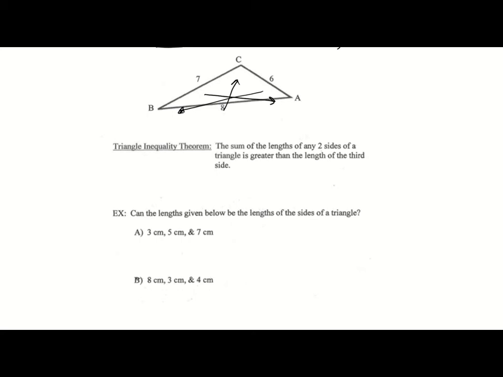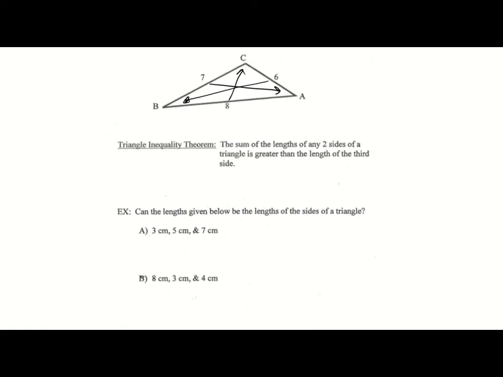So if we look at the first one, it has side lengths 3, 5, and 7. So the way we're going to check that those can be a triangle is to add up our smallest two, which in this case are 3 and 5. So if we add up those two sides of our triangle, 3 plus 5 gives me 8, and 8 is larger than the third side of my triangle. So since 8 is greater than 7, I know that these sides could be a triangle.